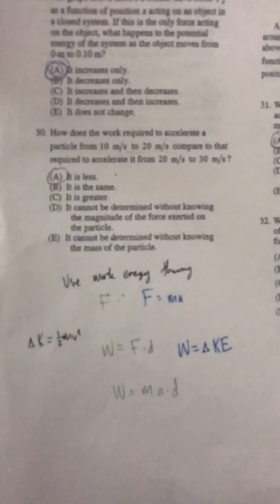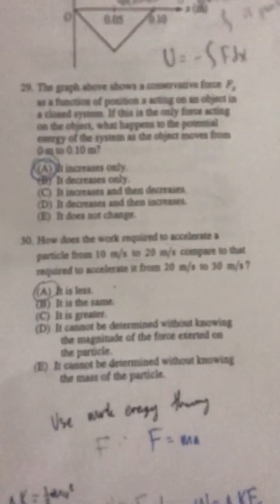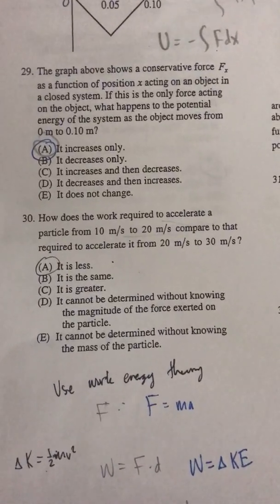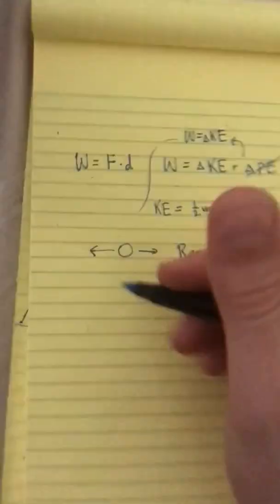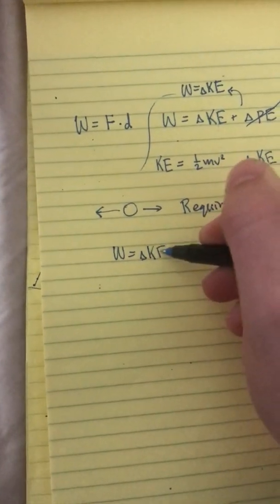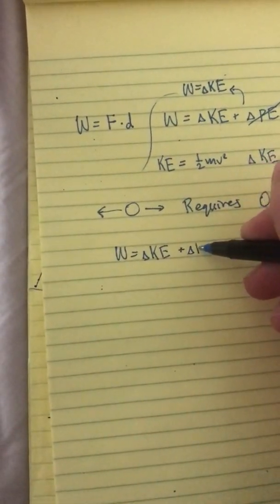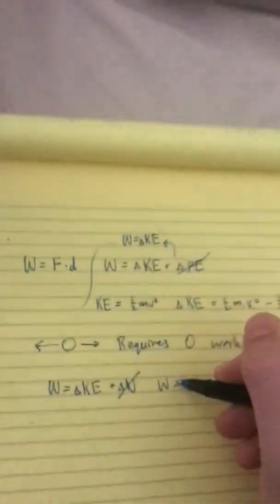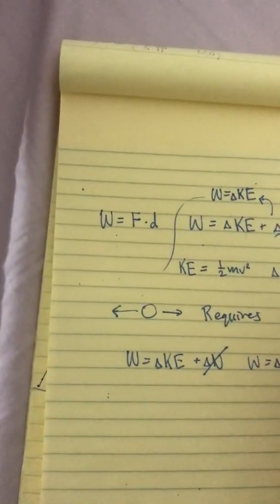How does the work required to accelerate a particle from 10 to 20 meters per second compare to that required to accelerate it from 20 to 30 meters per second? So we're going to think about this and use our formula: work equals change in kinetic energy plus change in potential energy. We can write potential energy as U. So we know that there's actually not going to be any potential energy in this, so we can just write it as change in kinetic energy.